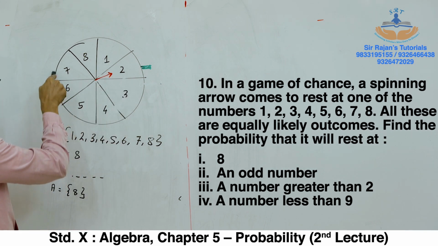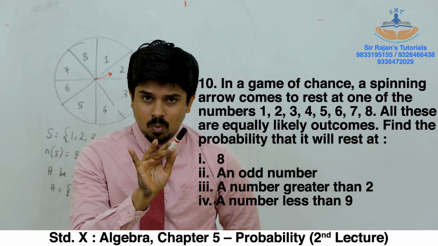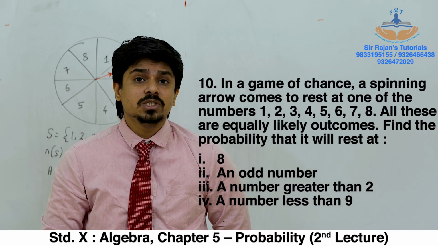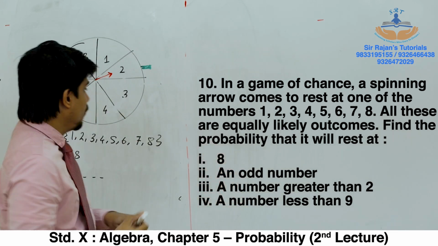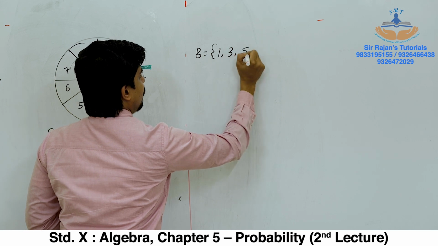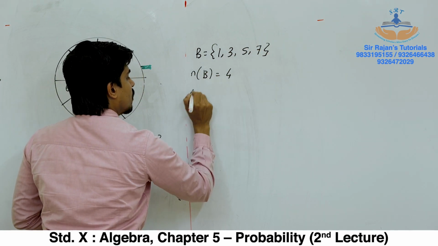1 है, 3 है, 5 है, 7 है. So in my event B, which outcomes will come? 1, 3, 5, 7. So N of B क्या हो जाएगा? N of B will be 4. Obvious. B has 1, 3, 5, 7. N of B will be equal to 4.